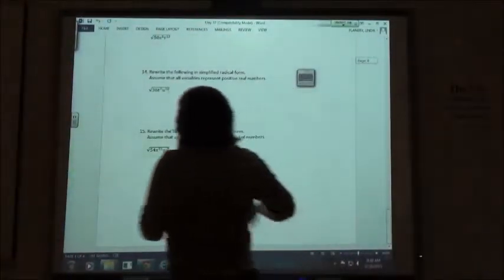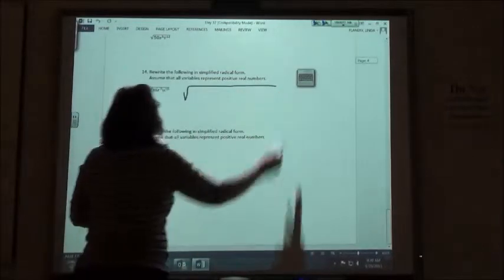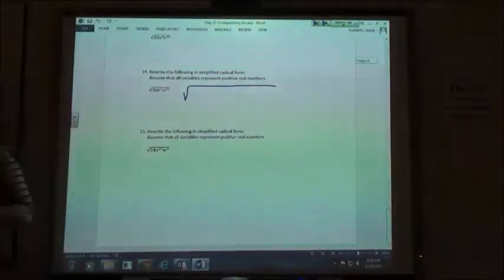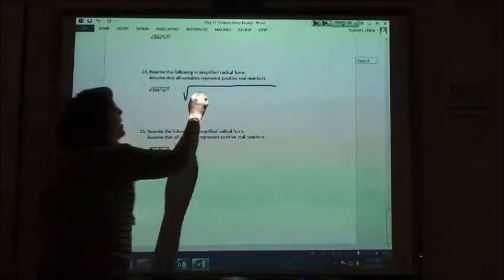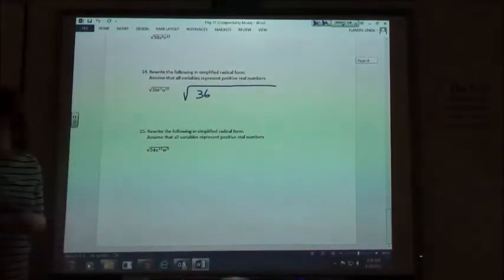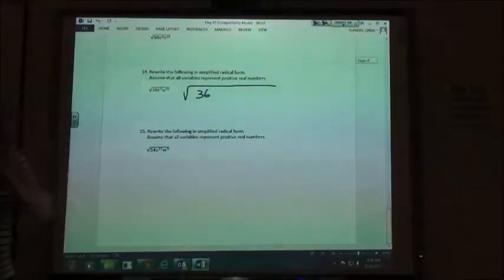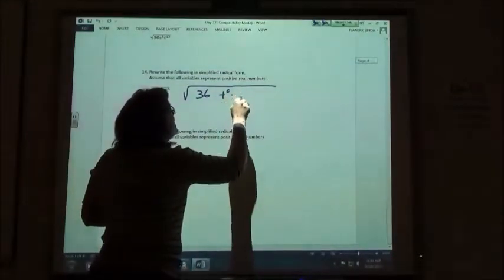So number 13, I'm simplifying this one, and what do you know about 36? 36 is on your list of perfect squares, right? So I don't have to worry about factoring that one. I'm going to leave that alone. It is a perfect square. The t to the 7th, however, has an odd exponent, so I need to factor the t to the 7th. How do I factor that? T to the 6 times t. You're always just going to take 1 off of there, and then you have an even one.